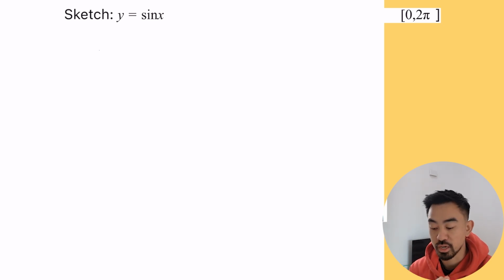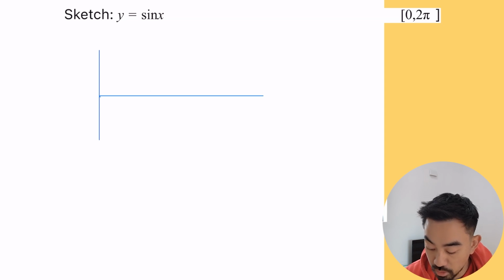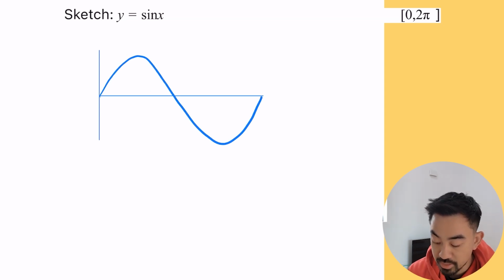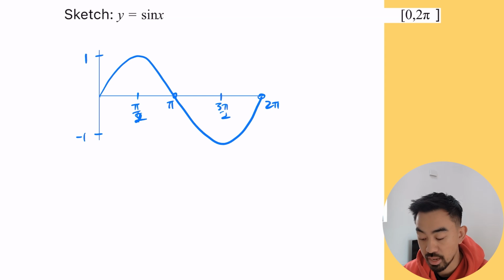All right, so the first thing we're going to sketch is y is equal to sine x. And y is equal to sine x is pretty straightforward and something you kind of need to remember. It has this shape here and it goes from 1 to -1. And you can kind of think of these as your quadrants, so pi on 2, pi, 3 pi on 2, and 2 pi. Okay, so they're your points that you need to be aware of.